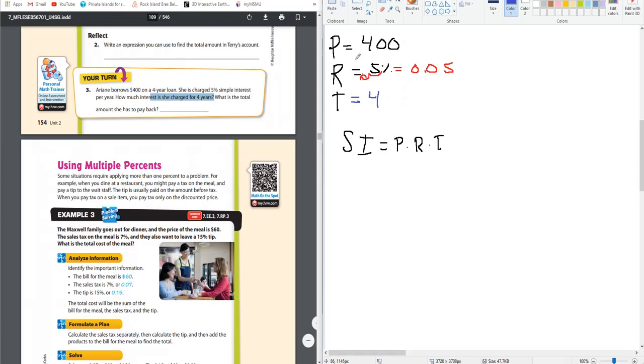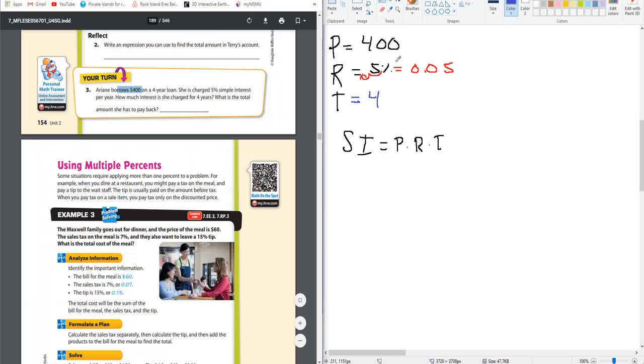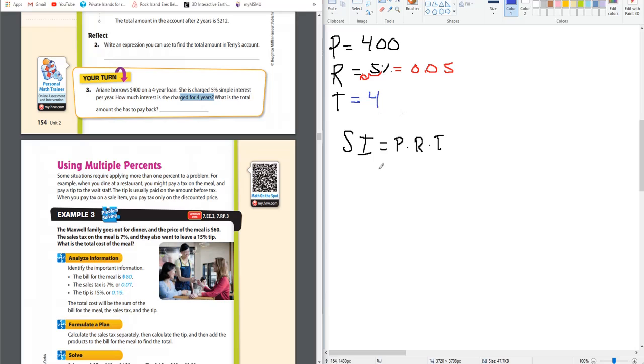So again, principal. What did they start out with? What did they borrow? What did they deposit? What's the money? Rate. That's always going to be your simple interest percent as a decimal. T, time. How long did this go on for? So now I'm just going to plug those in. So that means that my simple interest is equal to 400 times 0.05 times 4.